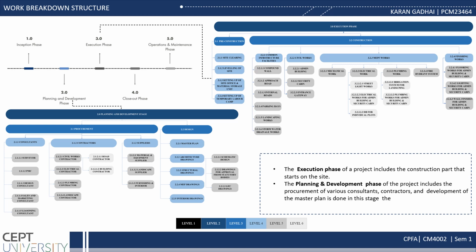Then comes the execution stage. The execution phase will mainly have the pre-construction activities and construction activities. The work packages in the construction phase are limited to the scope of the project. The scope of the project includes preparing the land for non-agricultural activities, construction of roads including a 24-meter wide approach road and 18-meter wide internal roads, plotting the site, construction of boundary walls, parking space for the trucks, landscape work, stormwater drainage works. Also includes civil work packages like construction of admin building, security cabins.